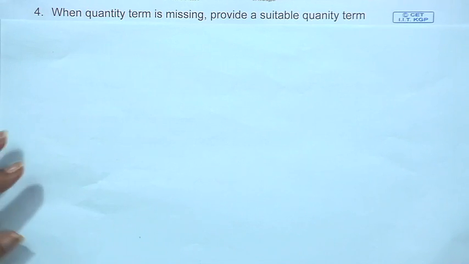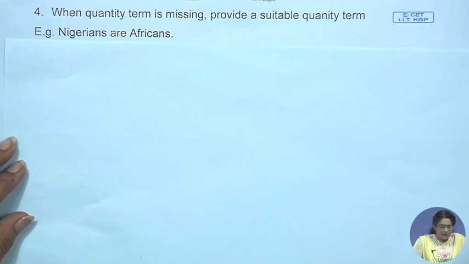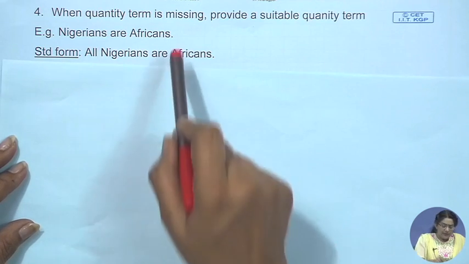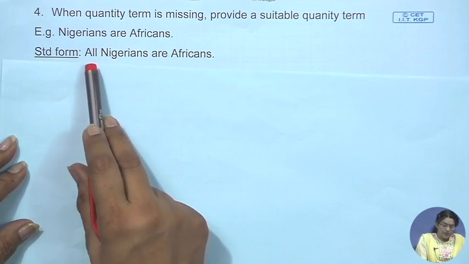Here are more examples. Sometimes the quantity term is missing. When we speak colloquially, we don't always use all, some, etc., but remember that it is mandatory for standard form categorical propositions. So, what do we do? We provide a suitable quantity term as far as the knowledge goes, and by keeping the original intended meaning intact. So, for example, suppose we find this sentence, "Nigerians are Africans." Very simple. What we mean is all Nigerians are Africans, right? Now, in colloquial terms, this is not a big fault, but if you want it in the categorical logical standard form, you need to supply this "all."